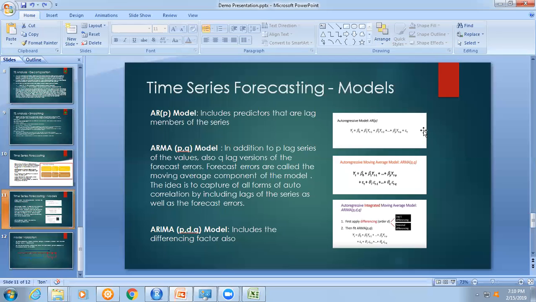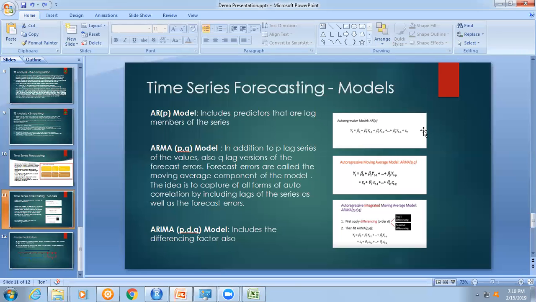Now, this, along with this, is simply the autoregressive aspect. We are only regressing the variable with itself. That's why it's called autoregressive. And then Box and Jenkins came up with another model called the autoregression and moving average model.